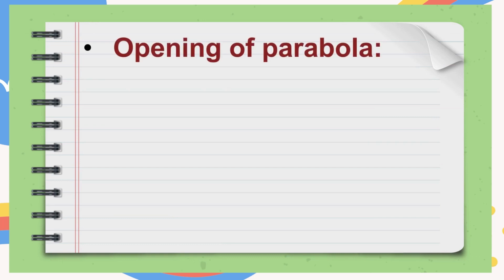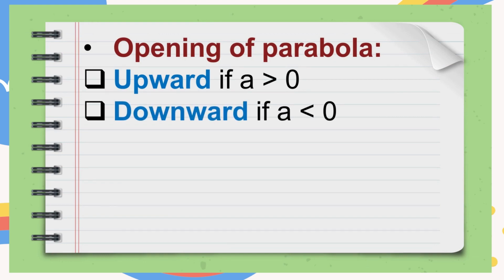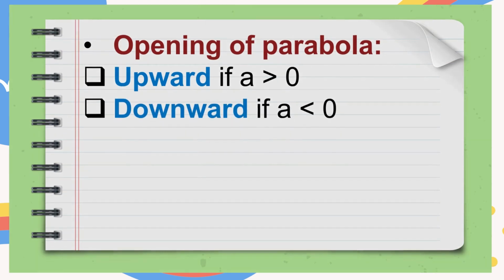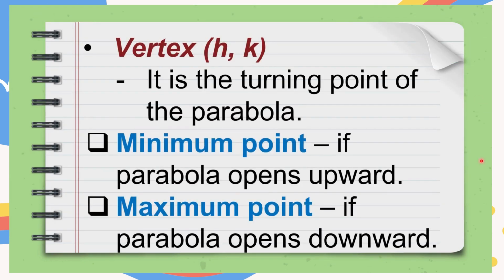Opening of the parabola. It is upward if a is greater than 0 and downward if a is less than 0. The vertex of the parabola with coordinates (h, k) is the turning point of the parabola, and it is a minimum point if the parabola opens upward, and we can say the vertex is a maximum point if the parabola opens downward.